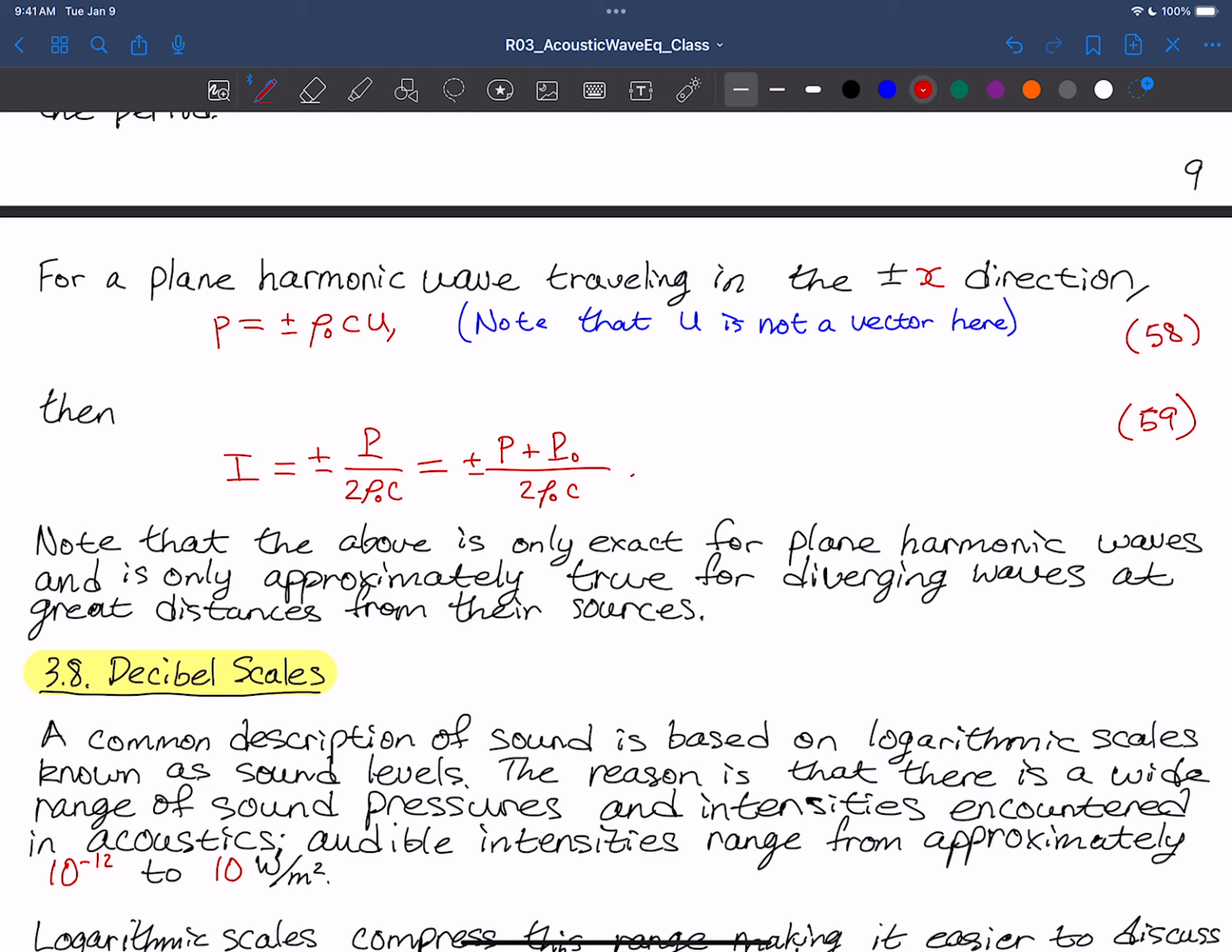And this is only true for plane harmonic waves, and it's going to then be approximately true for diverging waves at great distances. So if you're using a real source, then far away from that source, this will be approximately true, and it's only true exactly for plane waves.